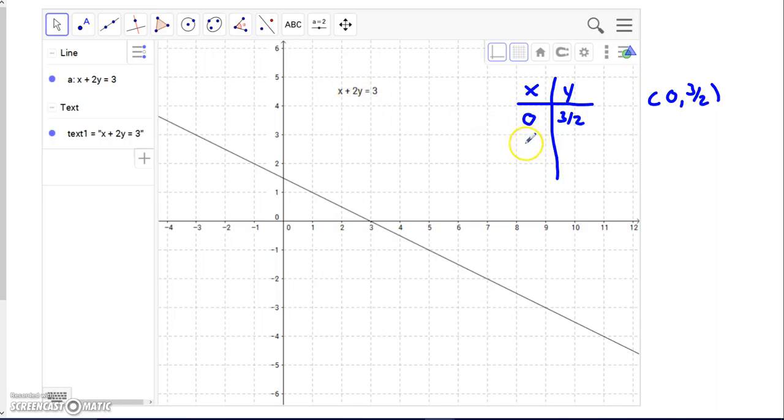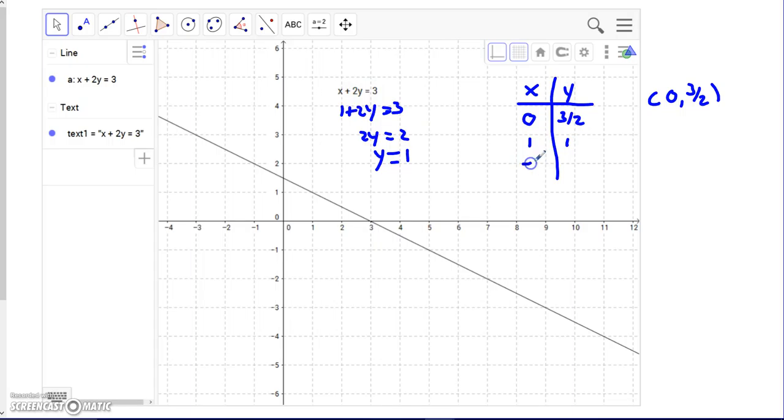Let's say that x is 1. If x is 1, what does y have to be in order to give me a true statement here? I substitute x with 1 and have 1 plus 2y is equal to 3. Subtract 1 on each side, and 2y is equal to 2. Divide by 2, and y is equal to 1. If I put 1 in for x and 1 in for y, I get 1 plus 2, which is 3. 3 equals 3. That gives me a true statement.